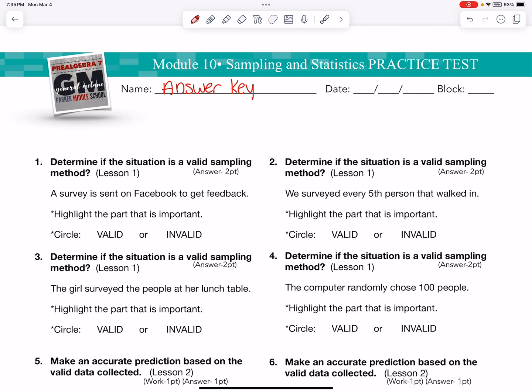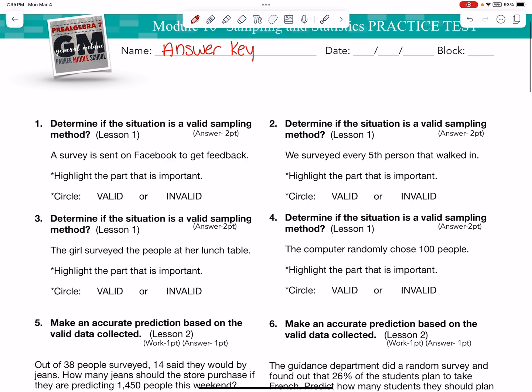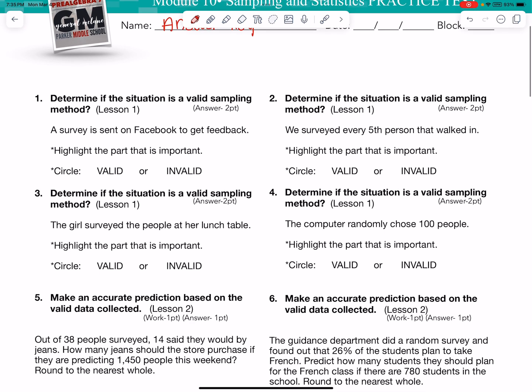This is your Module 10 Sampling and Statistics Practice Test. Let's go ahead and take a look at how to do each of the problems. Starting with Lesson 1, this is all that concept of, is the surveying method a valid sampling method or invalid? Basically biased, unbiased, that kind of thing.